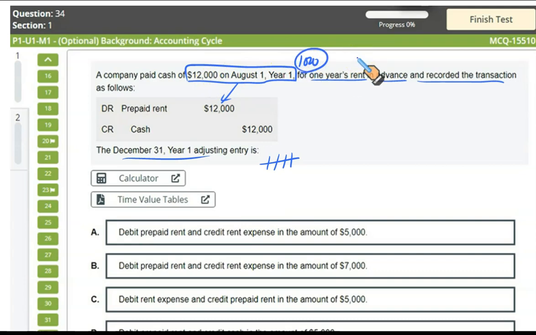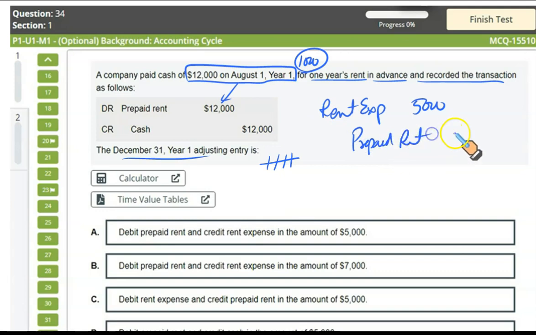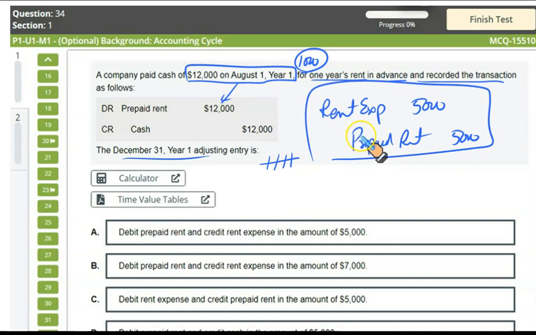5 months are gone. Now we must transfer some of the prepaid rent into rental expense. What entry are you going to make? You're going to debit the rent expense, to be charged on the income statement, 5,000, and you're going to credit the prepaid rent. Prepaid rent is now being transferred to the rent expense for the period. This is the entry you should pass: rent expense debit and prepaid rent credit. So that would make debit rent expense and credit prepaid rent.